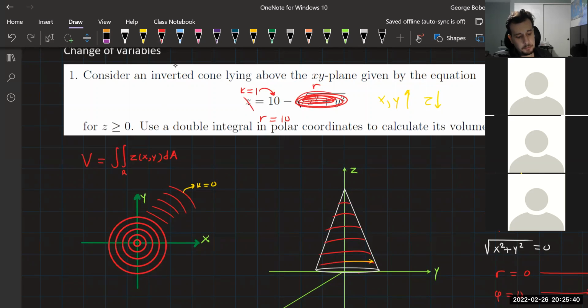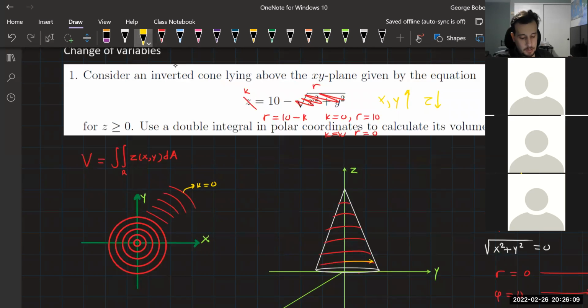Why don't I do this so I don't confuse you? Replace this with k, replace this with r. The new equation, if I move the r on that side and the k on this side, is r equals 10 minus k. That's it. So if k equals 0, r equals 10. If k equals 10, r equals 0.